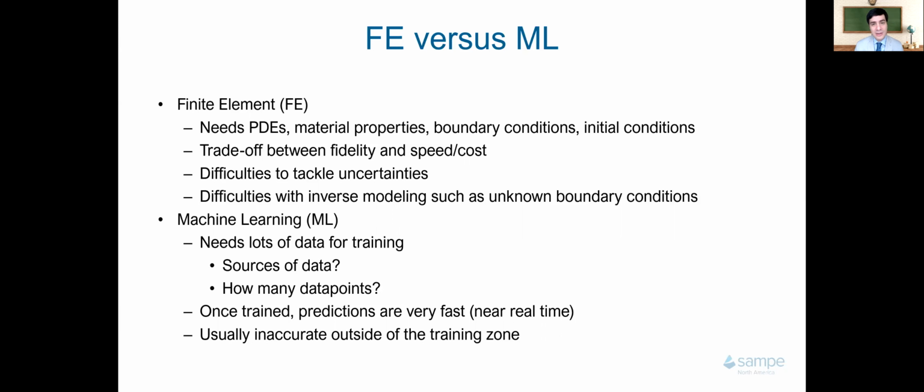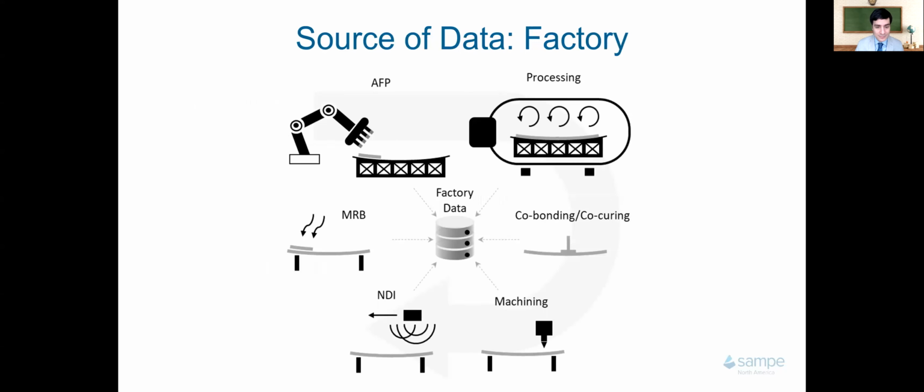In comparison, with machine learning, you need a lot of data. Where does the data come from? How many data points do I need? And I'll try to answer those questions here. Once they're trained well, they are extremely fast to the point that they can be considered near real time. Unlike finite element, where it takes time to solve a problem, they just need a lot of effort upfront, and then they can instantaneously give you the answer. They're also usually inaccurate outside of the training zone, and that's something that I'll come back to later.